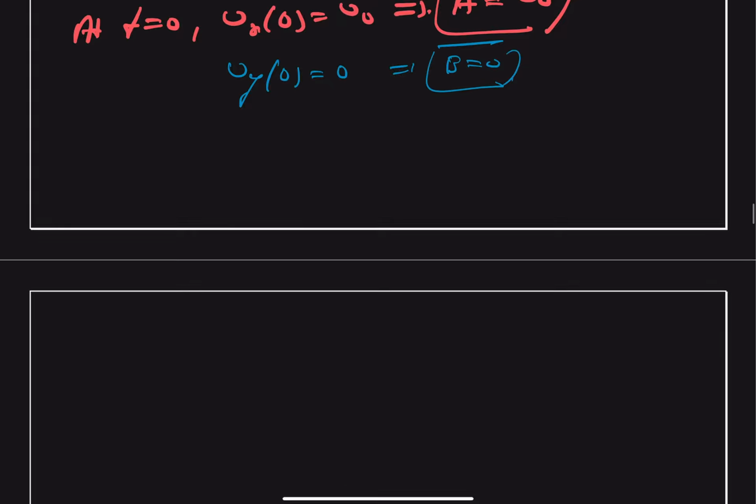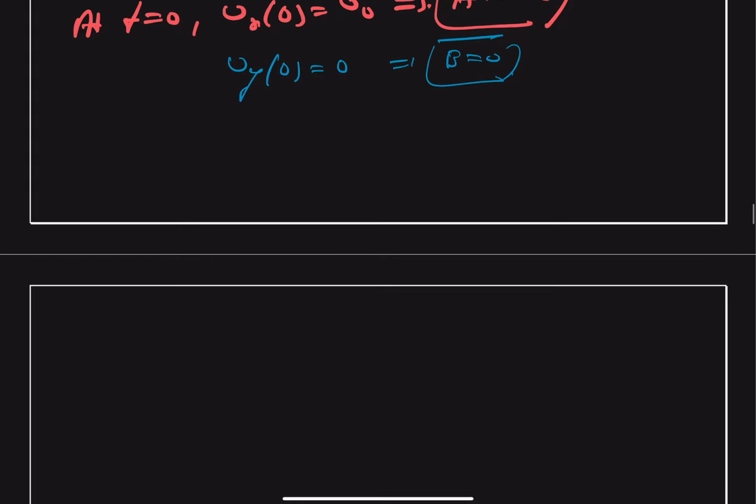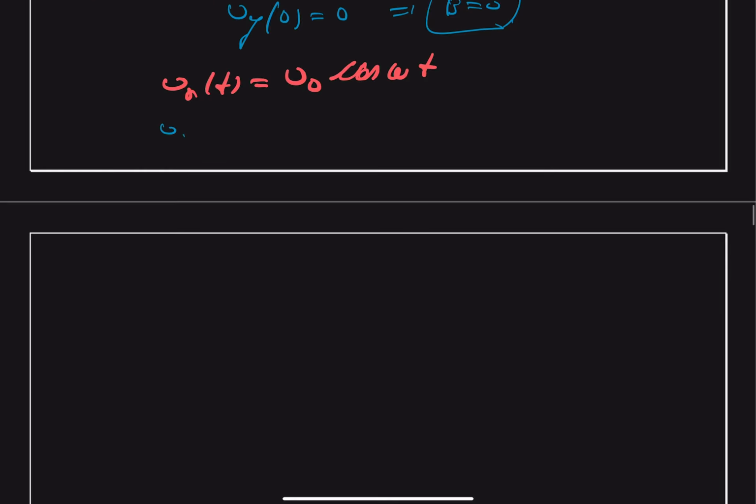Now based on these two values a and b, we can write that our vx at time t is equal to v naught cos omega t, and the y component of velocity is equal to minus v naught sine omega t.